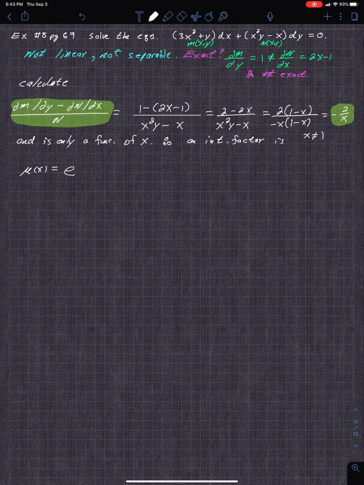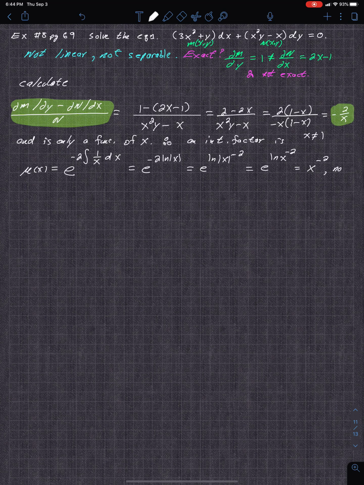You can factor out the negative 2, and it's the integral of 1 over x dx. Of course, that's just e to the negative 2 ln |x|, which is e to the ln |x| raised to the negative 2. You can drop the absolute values at that point. So it's e to the ln x to the negative 2, which is x to the negative 2, or 1 over x squared. So that's our integrating factor.